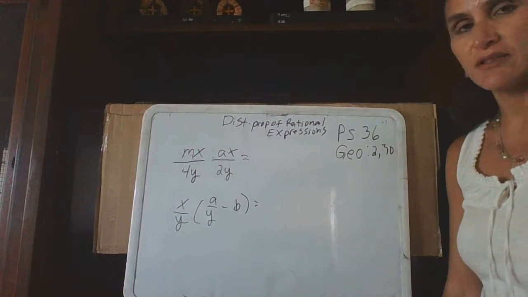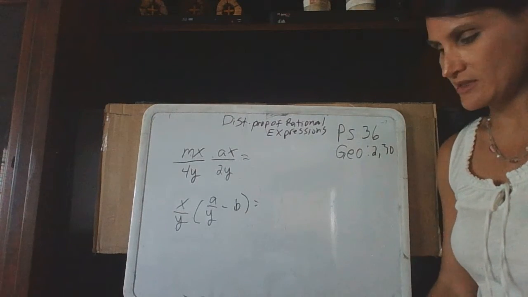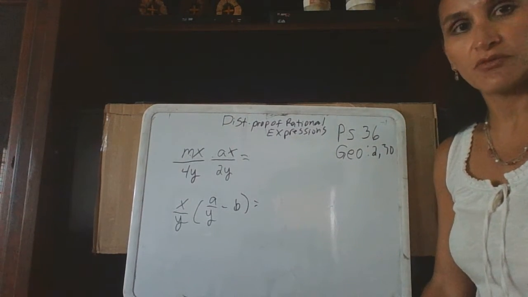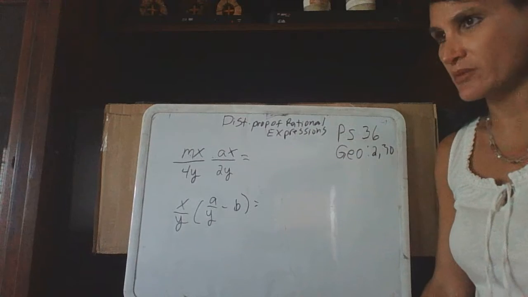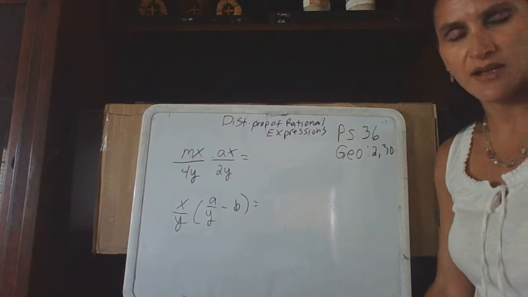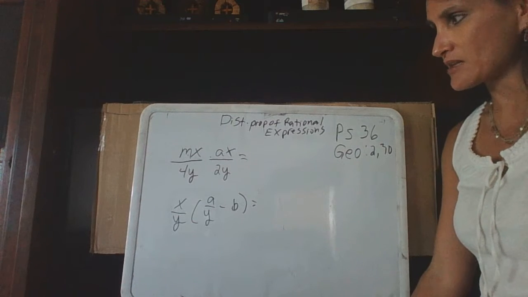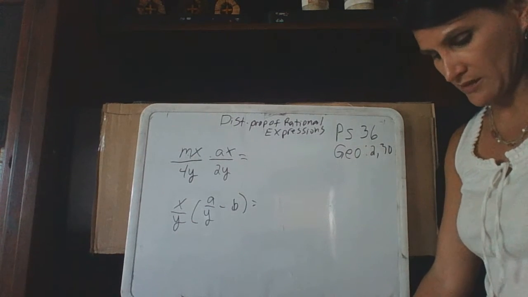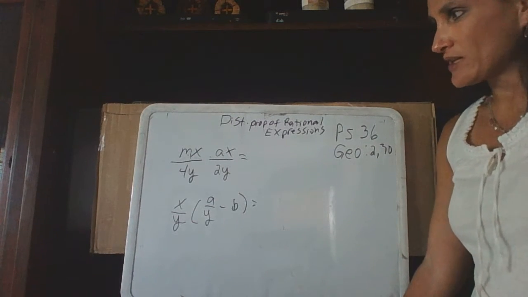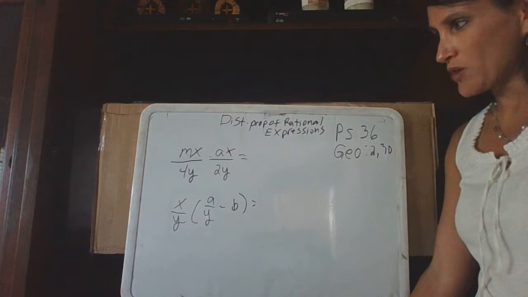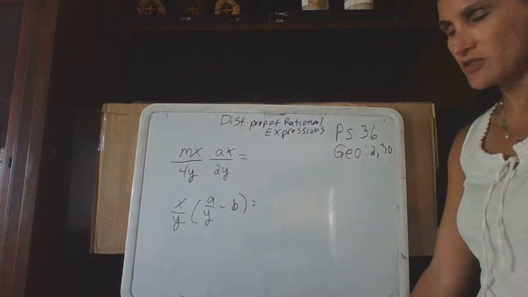Now, a rational expression is the expressions we have been studying where we have a ratio as a fraction. So remember that ratio is basically comparing two things. So a rational expression is an expression that is in a rational format. Now, on the board, I have written mx over 4y times ax over 2y.